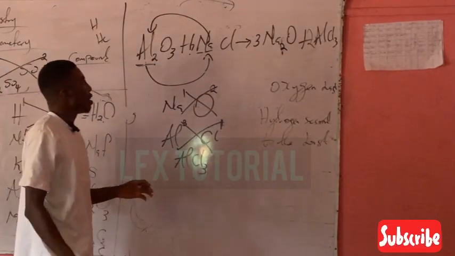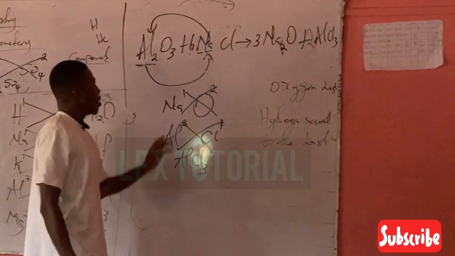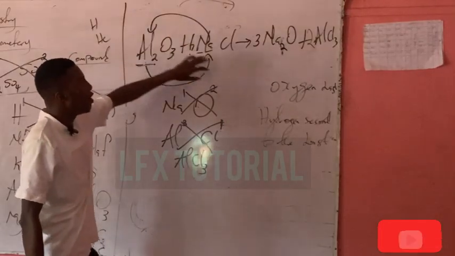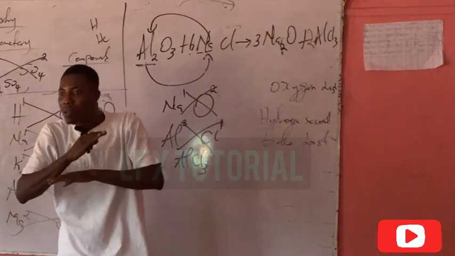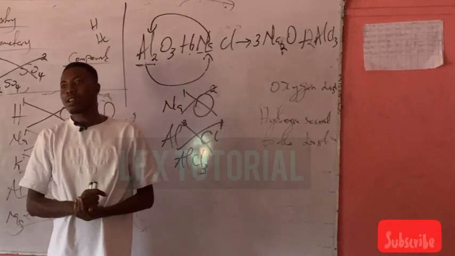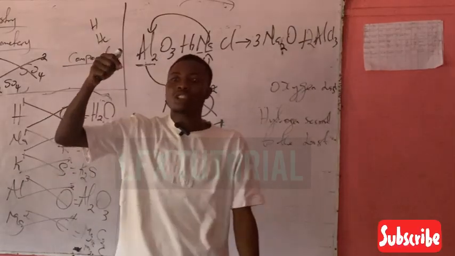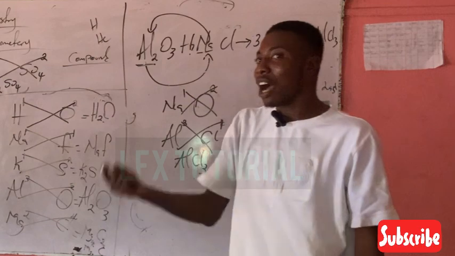Now, at the end of the day, we have actually balanced almost everything. The only thing that is remaining for us is oxygen. Now, oxygen here is 3. How many oxygen do we have here? 3. Automatically, the oxygen is balanced. But if you go and balance oxygen first, you may have issues.